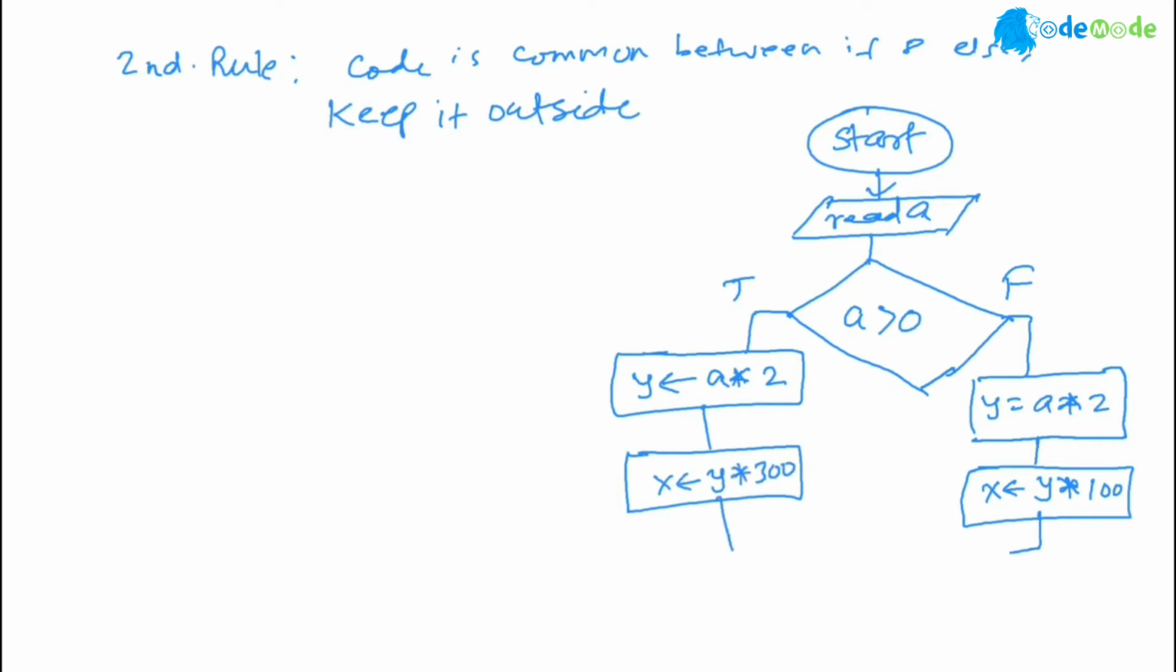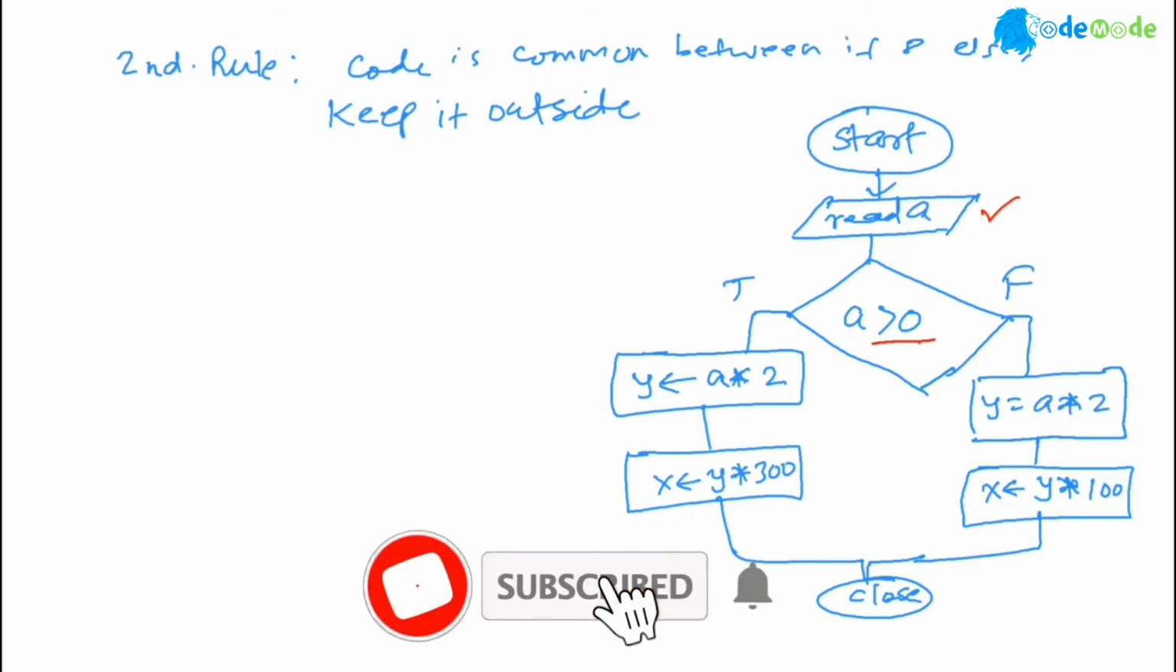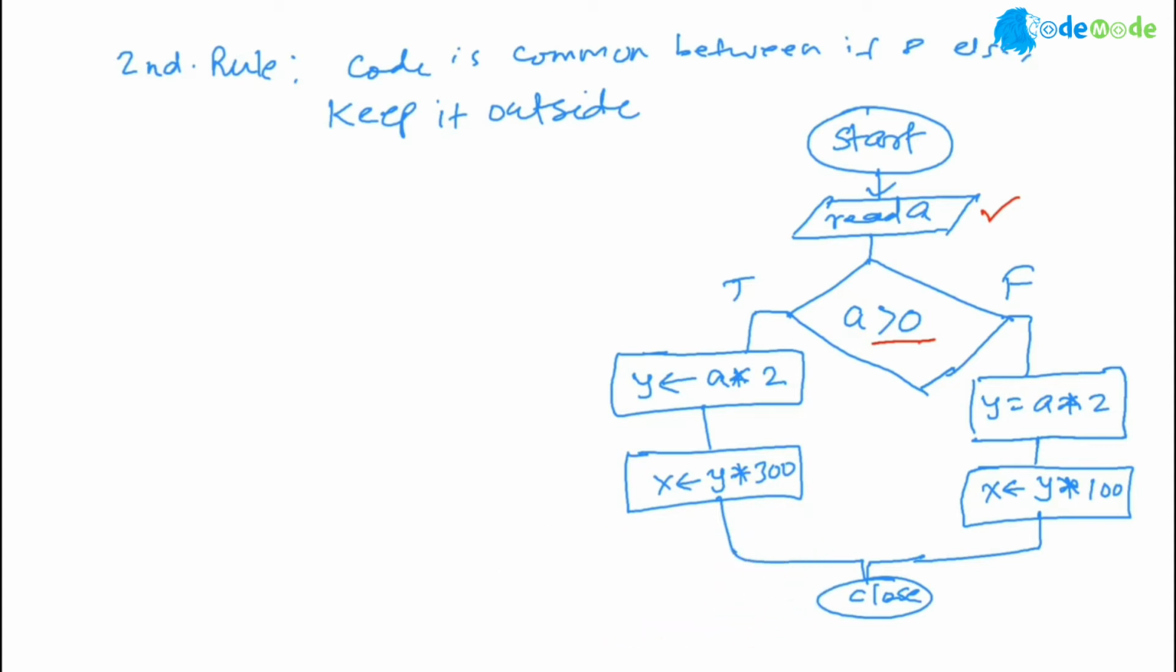Okay. And then both will converge here and say close. Simple program and nothing complicated. The key thing is if the user entered a positive value, I'm creating another variable and saying whatever value the user entered, multiply by 2. That becomes my y. And then I'm calculating x, taking the value of y and multiplying by 300. On the other side, my y is again a multiplied by 2, and then x is this time y multiplied by 100, not 300.